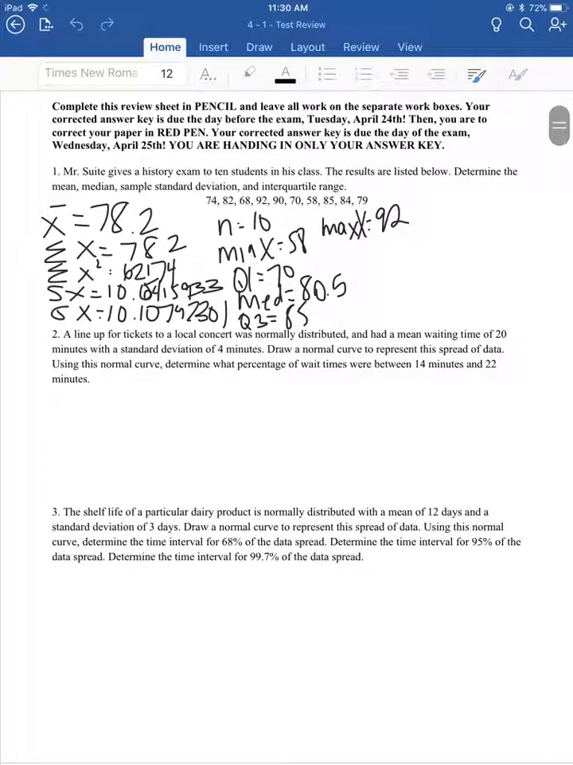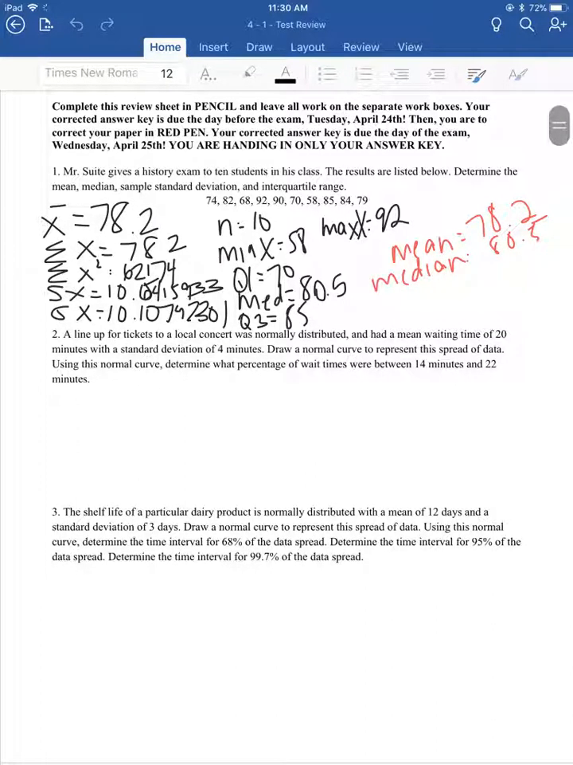Okay, so this is all the work that you're going to need, and then your answer, you're looking for the mean. So the mean in this case is x with a little line on top, so the mean is 78.2. Then you have the median is 80.5.